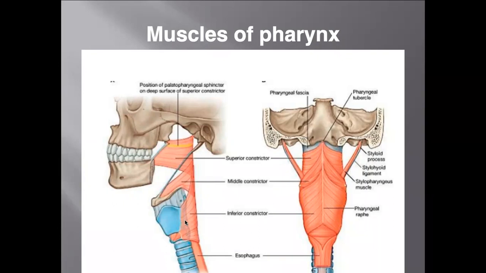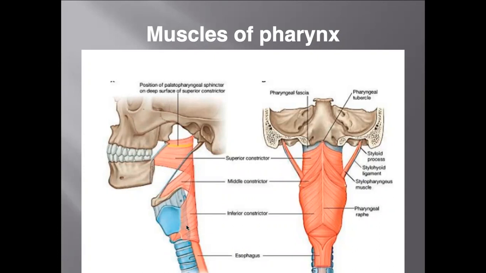Where is the inferior constrictor coming from? This is the thyroid cartilage, from the lamina of the thyroid cartilage, the thyrocricoid membrane, and from the arch of the cricoid cartilage. So from all this region, the inferior constrictor muscle takes origin.